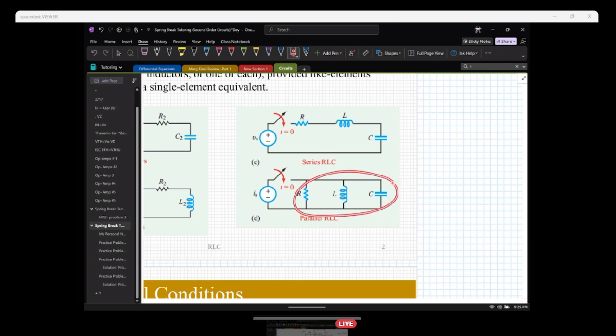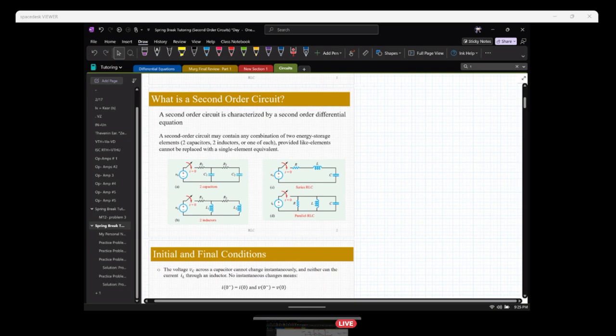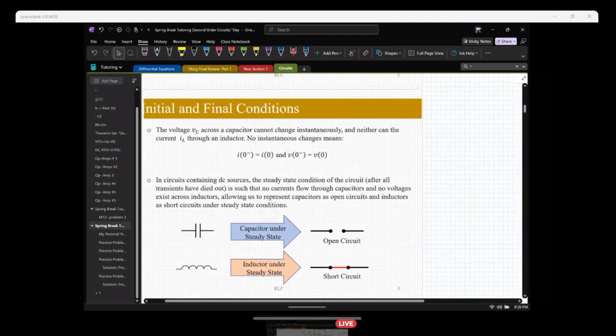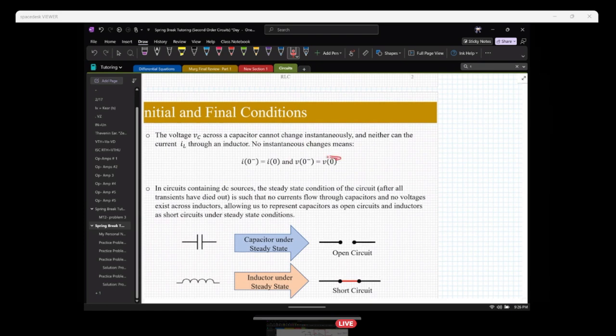You're going to have a different set of equations for this, which is why I'm going to do this tomorrow. We're going to do only series today, but it's still a lot. It's only a little bit that changes for parallel. Okay, so the conditions are the same. What you learned for first order, those capacitors and inductors, the same conditions apply. The voltage through a capacitor won't change instantaneously, and the current through an inductor won't change instantaneously.